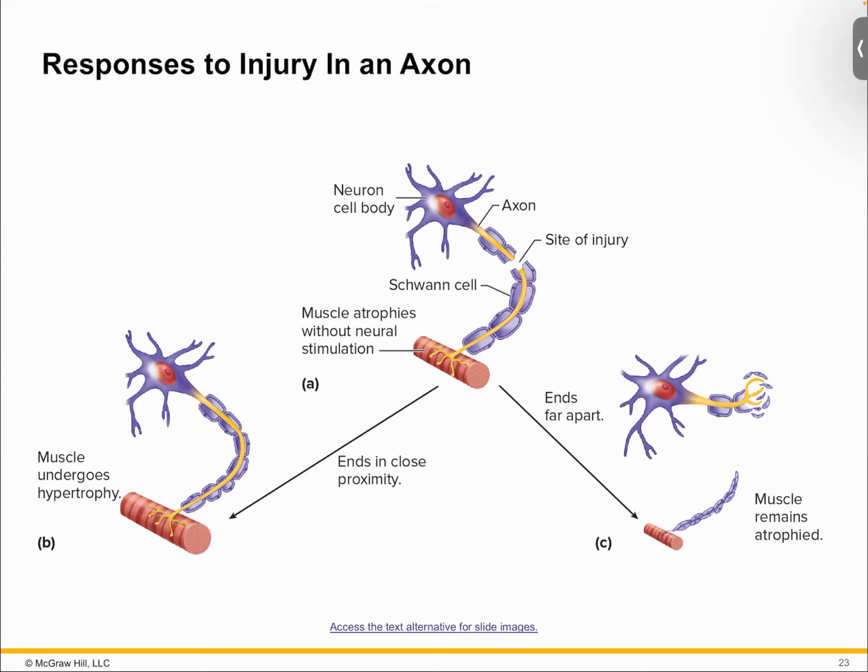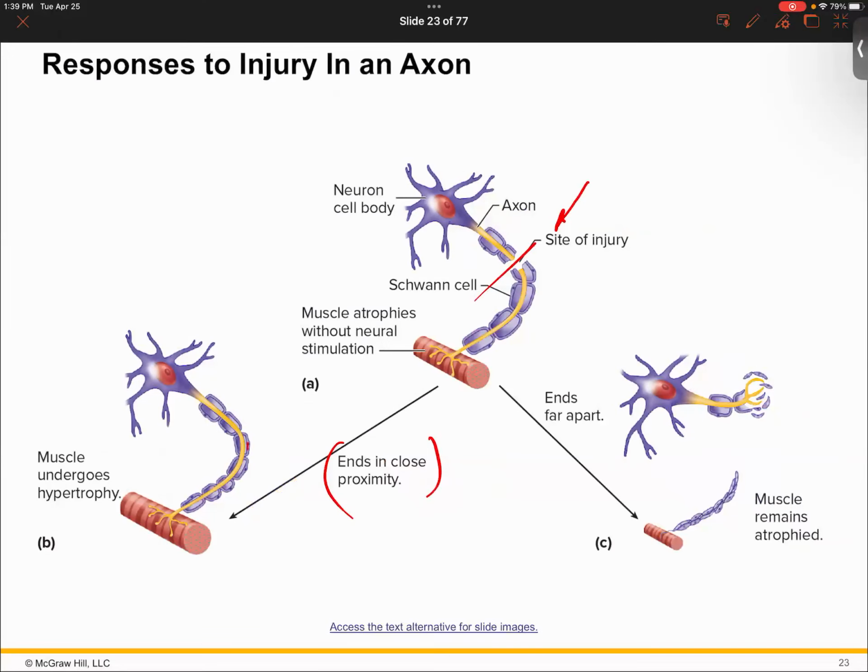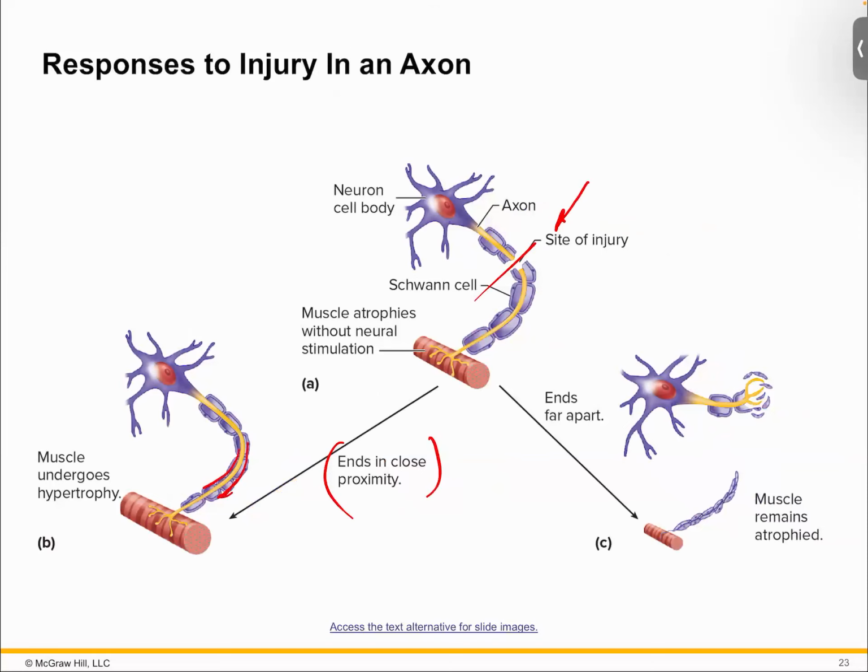So here's what we're looking at. Here's our normal site of injury. So you basically have a cut in your neuron. If the ends are close together, then you'll be able to create this little regeneration tunnel with your Schwann cells, and you'll be able to reconnect the actual neuron itself and restore it.